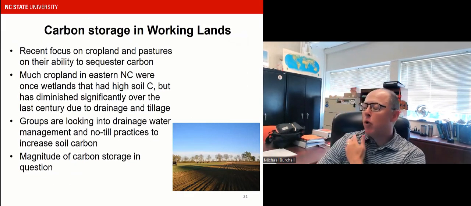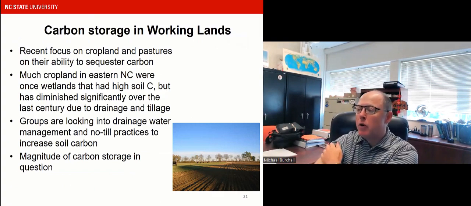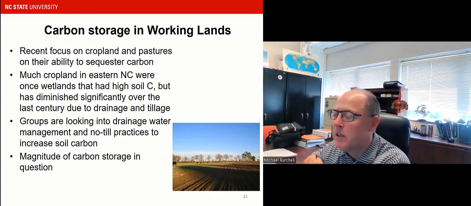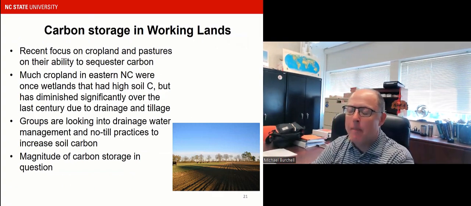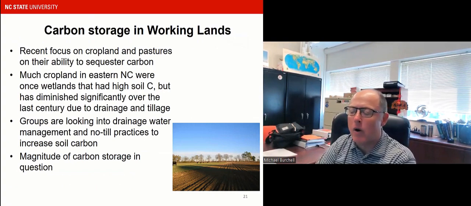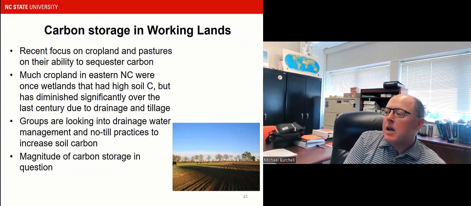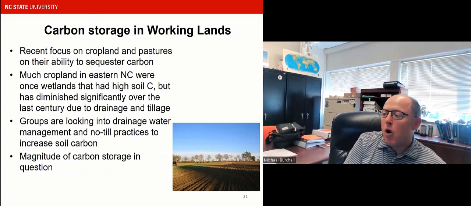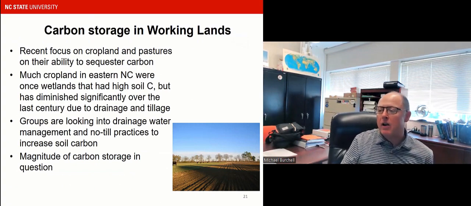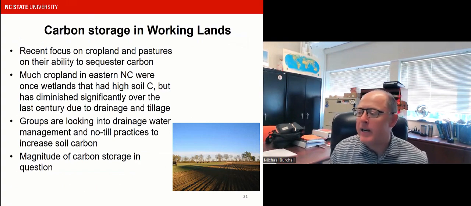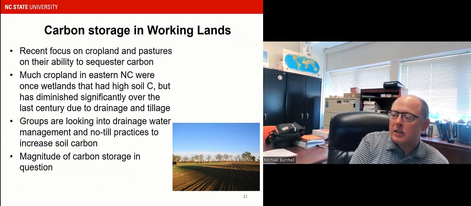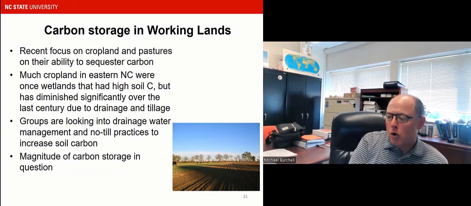So what about carbon storage and working lands? There's been a recent focus on the ability of cropland and pastures to sequester carbon. I imagine that there's some talk of that going on in Iowa right now, and that's probably why I'm here to talk about this today. Much of the cropland in eastern North Carolina was once wetlands and had high soil carbon, but that has diminished significantly over the last century due to drainage and tillage. And so there are groups looking into drainage, water management, and no-till practices to increase soil carbon.